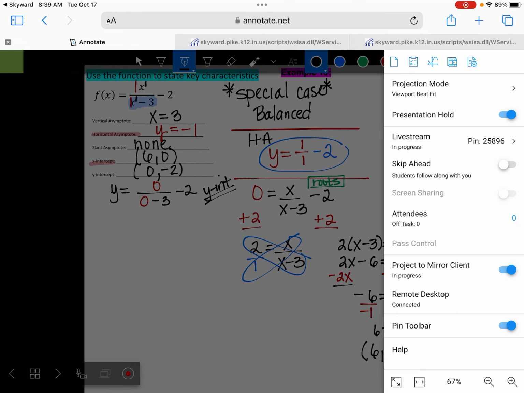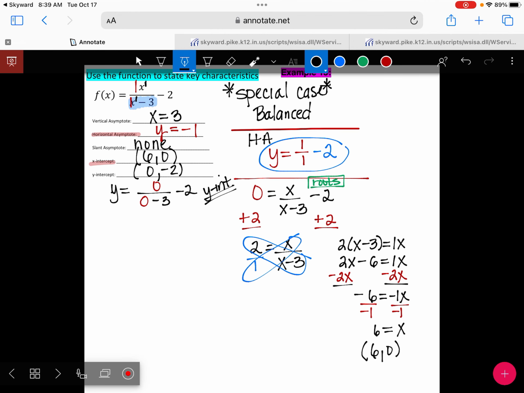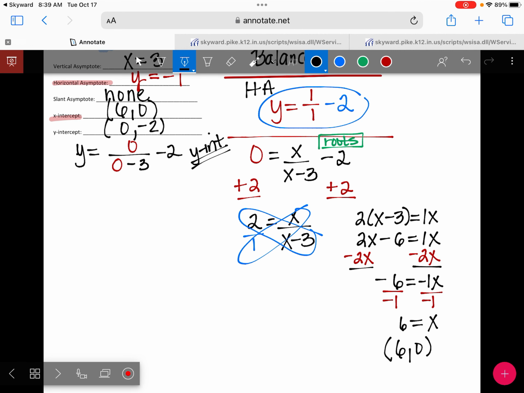Okay. Go ahead and check your answers against mine. Try to zoom in a little bit. So I got 6. Who got positive 6? You can go ahead and check your work.